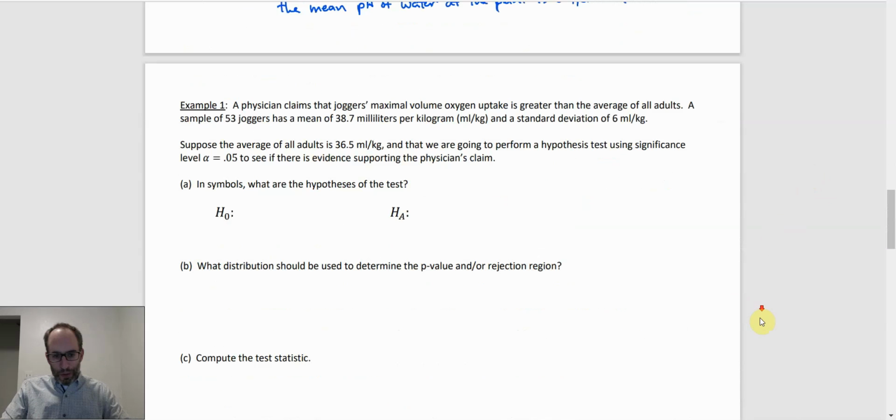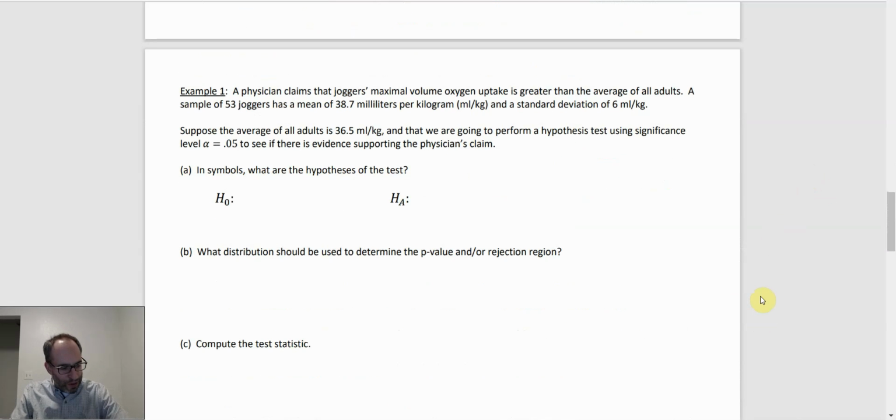Okay, so with the joggers, we already know what we're supposed to have for the hypotheses. The null is that mu is equal to 36.5, and the alternative is that mu is greater than 36.5. What distribution should we use? Well, it's a mean, and anything with a mean, we should be using the t-distribution. But here we should use the t-distribution with 52 degrees of freedom.